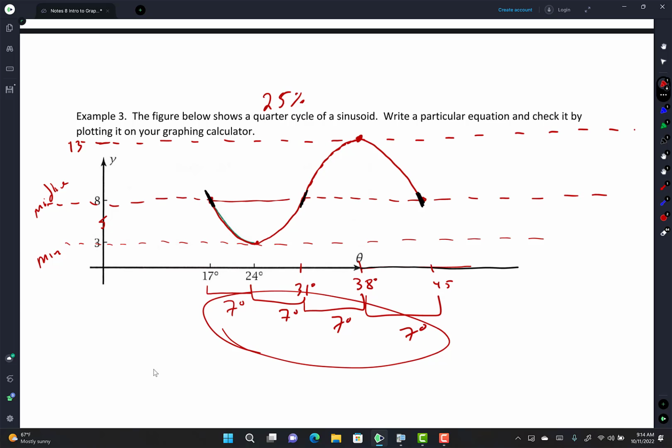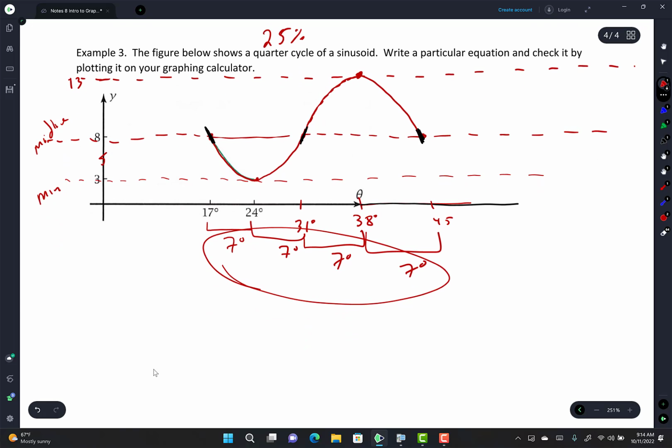All right, what do they want? They want the equation. All right, so I'm going to go down the alphabet. Y equals A cosine, open parenthesis, B, open parenthesis, X minus C, close, close, plus D.